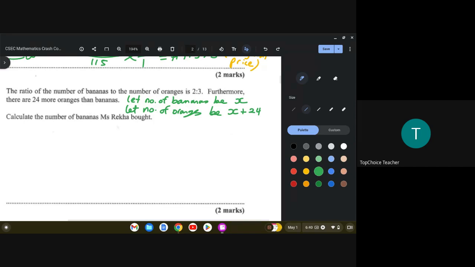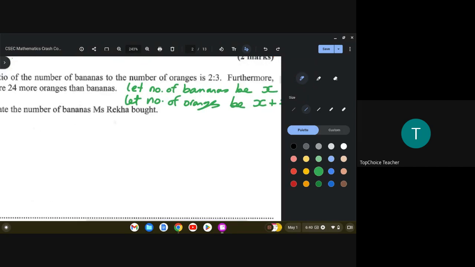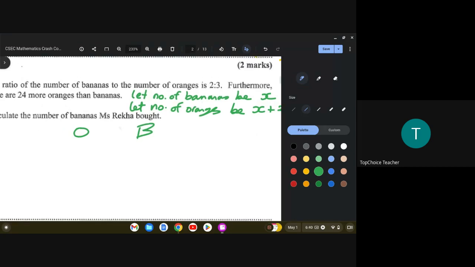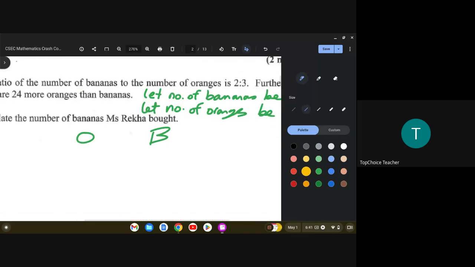Now that we understand that, let's see how we could analyze this question further. I'm going to put oranges here and bananas here, O for oranges, B for bananas. And I'm going to put the ratio, the 2 to 3 ratio. Which number represents oranges? 3. Yes, the 3 is the oranges, because look at the way they worded it: the ratio of the number of bananas to oranges. So oranges will be the second number. So I'm putting a 3 here.